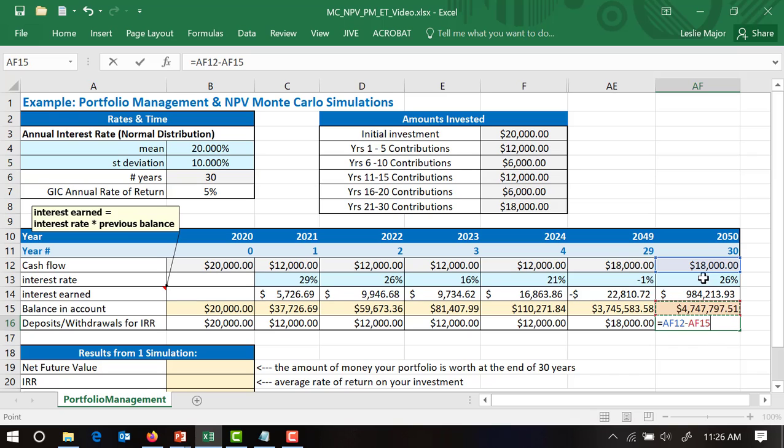Notice it's a little bit funny. Again, in this case, we're having our payments be at the end of each payment period. So this 18,000 does not gather interest. We pretty much put it in and then take it right out. So we put it in and then take out the account balance.